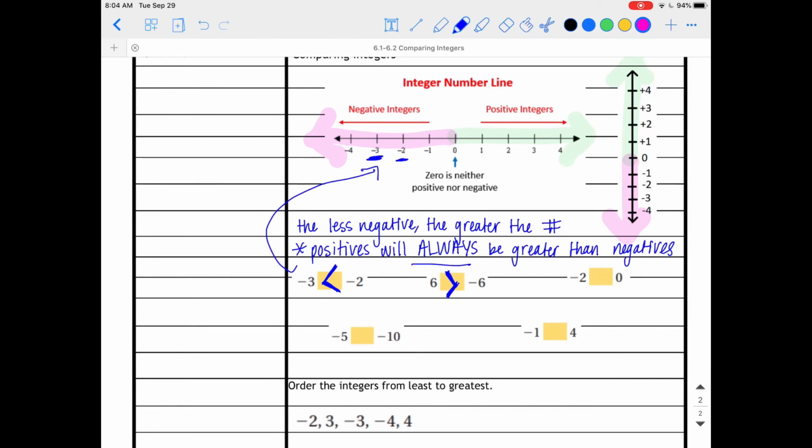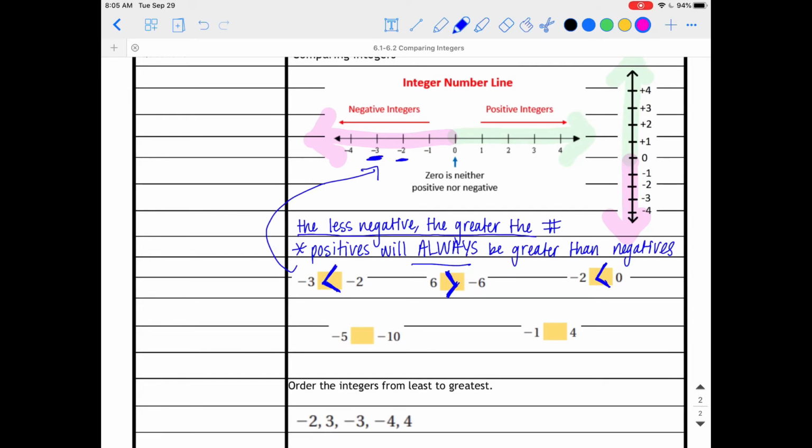All right, -2 and 0. Same thing with 0. 0 is actually considered a neutral number. It's neither positive nor negative. But of course, it's still going to be more right on our horizontal number line, which means it's greater than -2. So 0 is going to be greater.